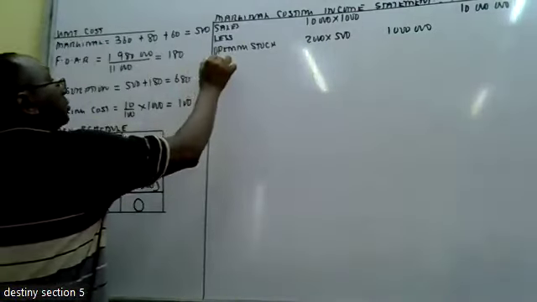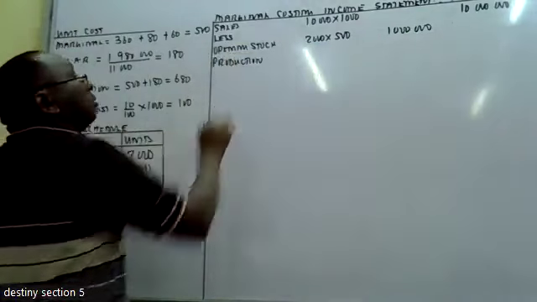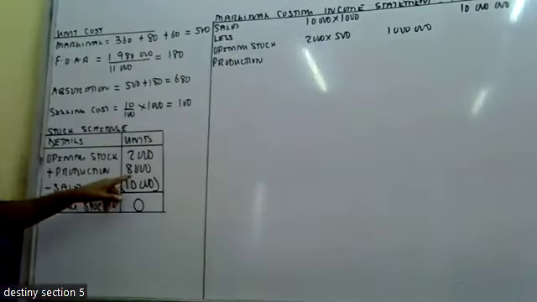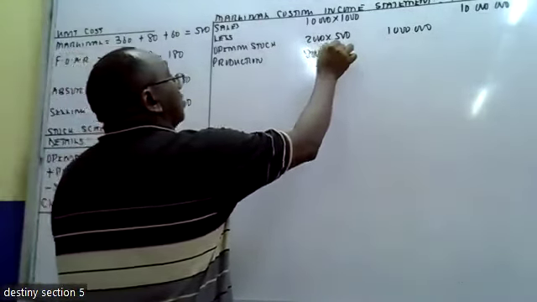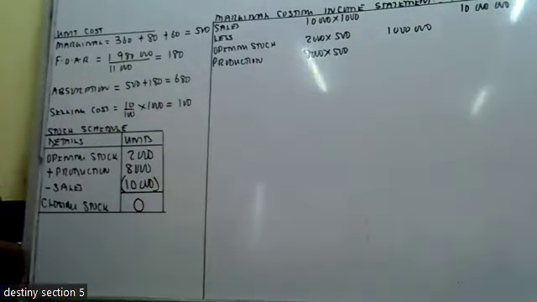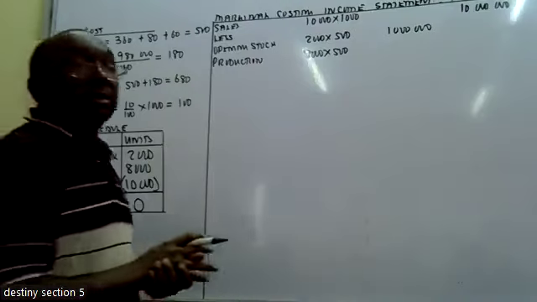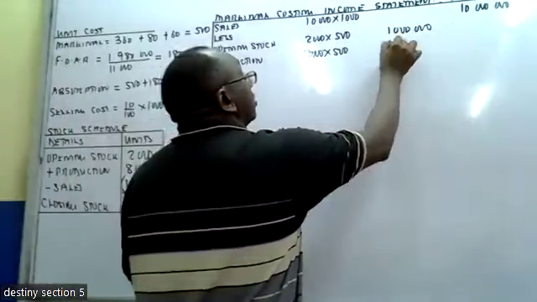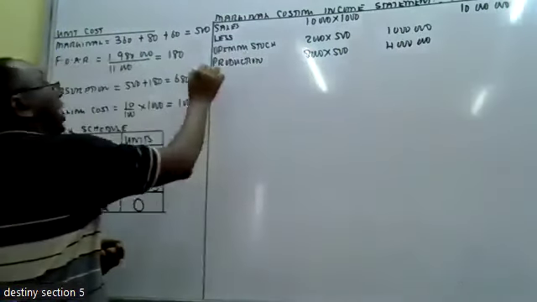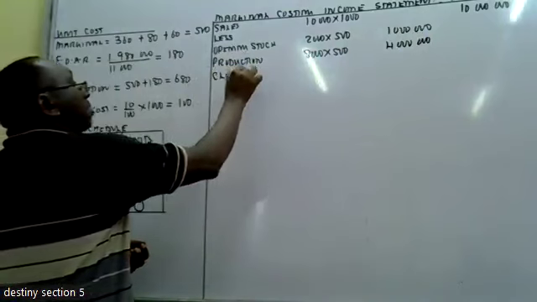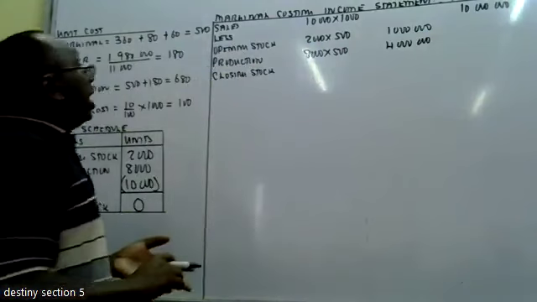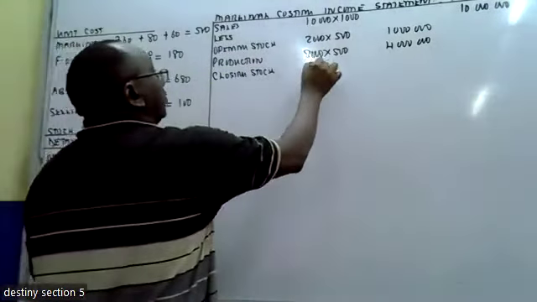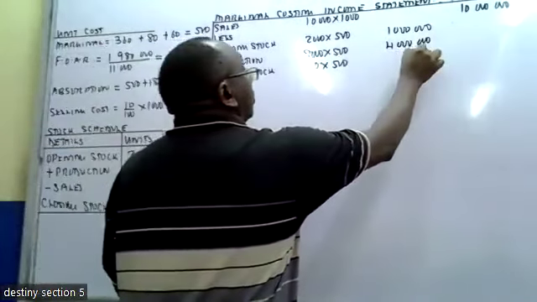You come to production. Production, we produced 8,000. And each one is being valued at 500. 4 million. Then closing stock. It was what? 0. Each valued at 500. And it's 0.